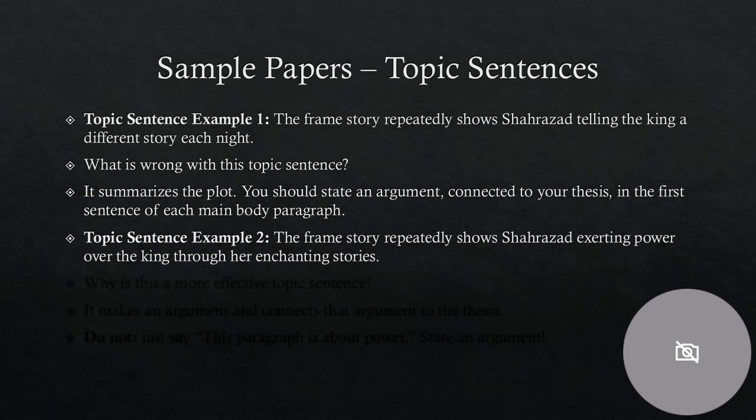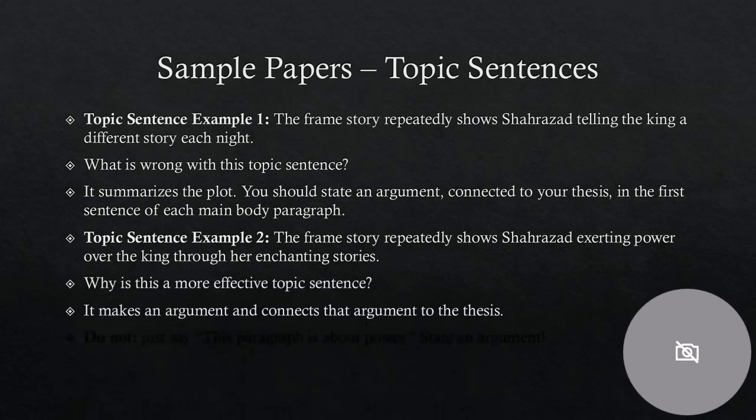I'll read them in order for you. The frame story repeatedly shows Scheherazade exerting power over the king through her enchanting stories. It repeatedly shows Scheherazade telling the king a different story each night. Okay, I know why I'm reading this paragraph, and then I know the specific part of the text the paragraph is zooming in on. Now I'm ready to have a quote in the third sentence. So again, it's effective because it's an argument, and you can see the connection back to the thesis. She's exerting power over the king, so that fits into the critique of that patriarchal society.